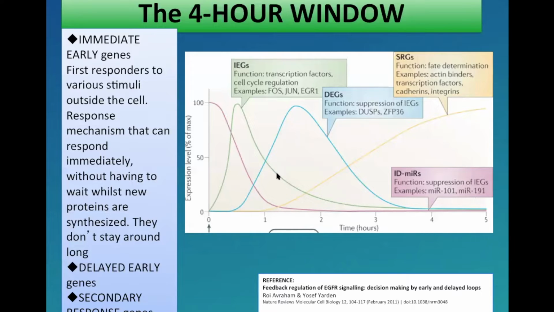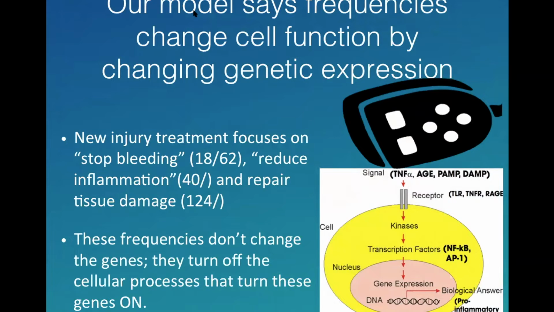That's an observation, right? That's what science is about. It starts with observation. So we have this observation. You have to treat them in 4 to 6 hours. What is different between hour 1 and hour 10? The only thing that's different between hour 1 and hour 10 is these genes. My model, our model, says that frequencies change cell function by changing genetic expression.